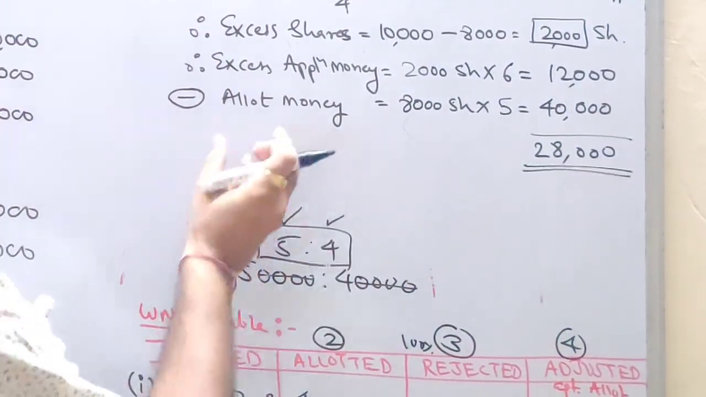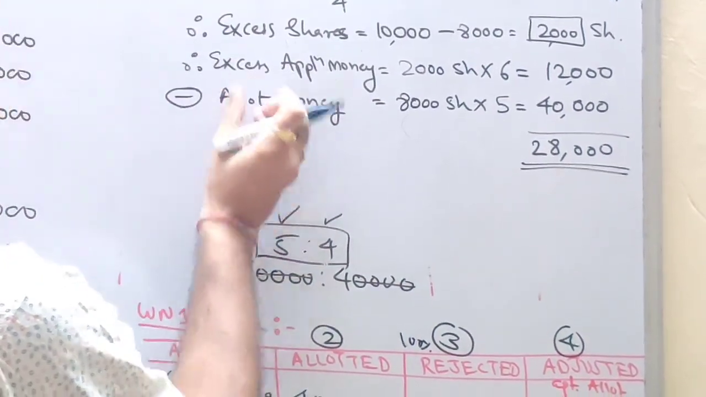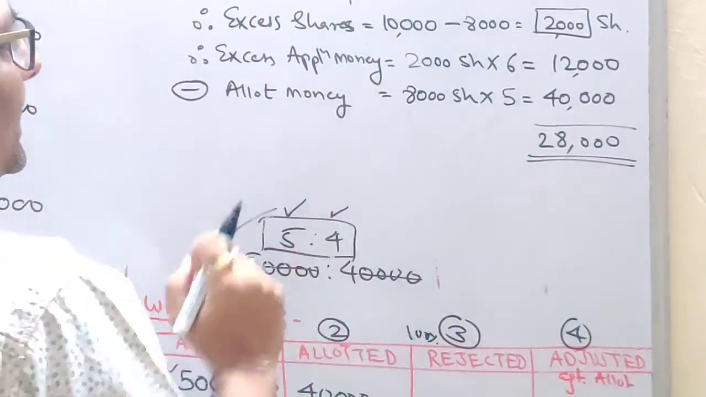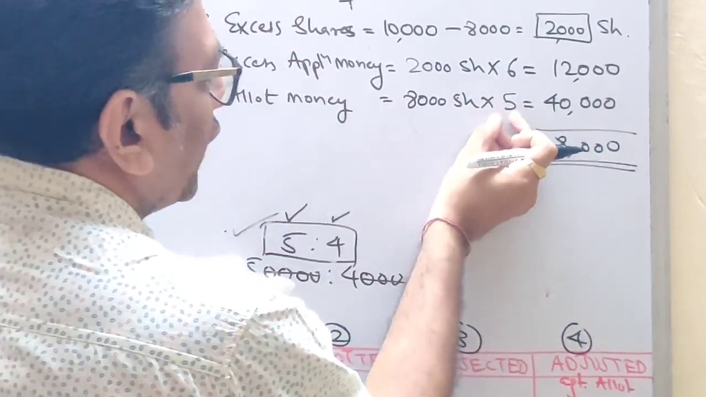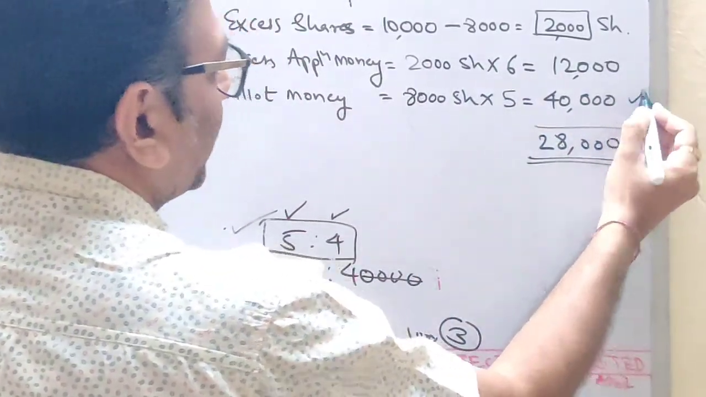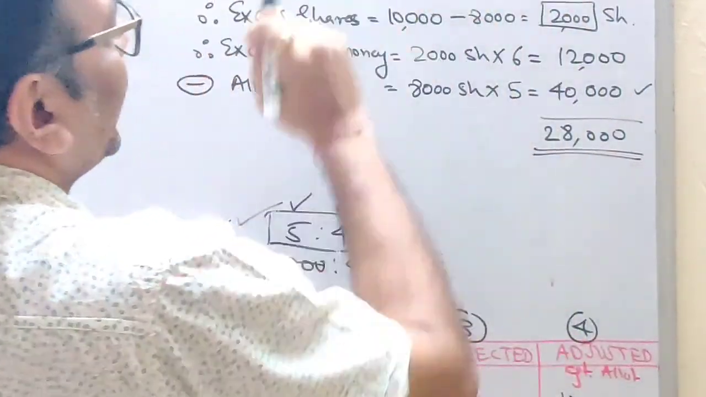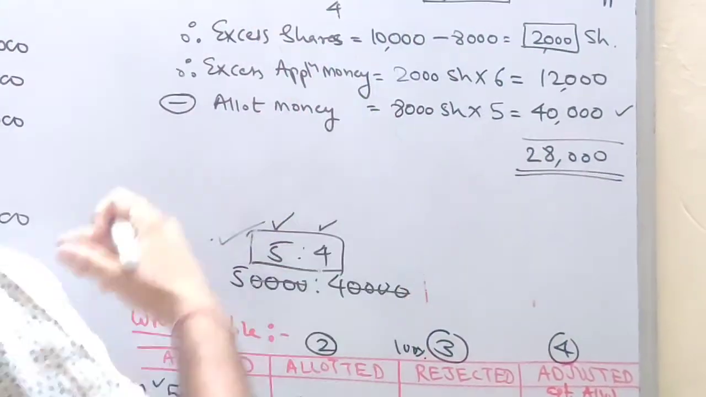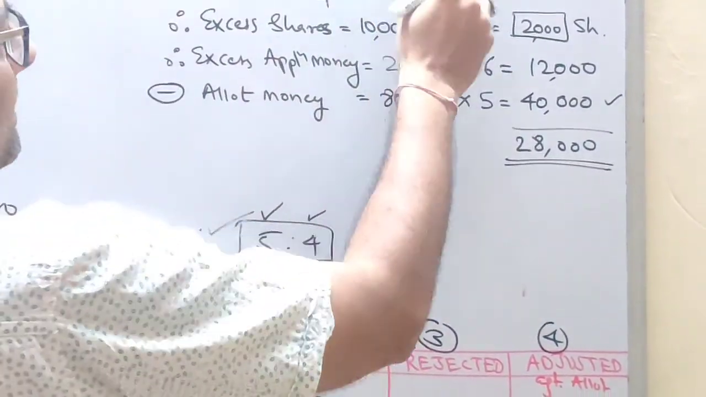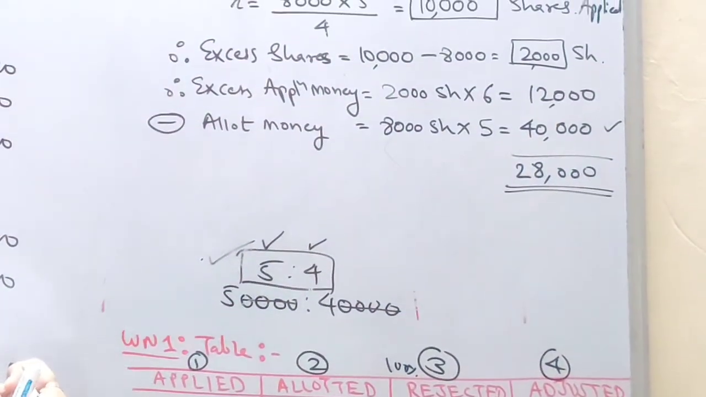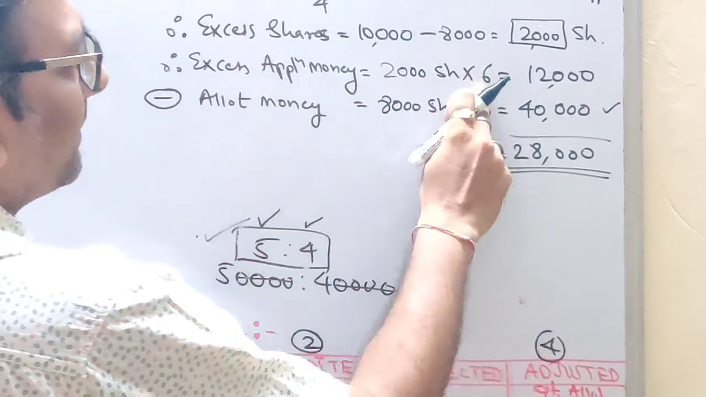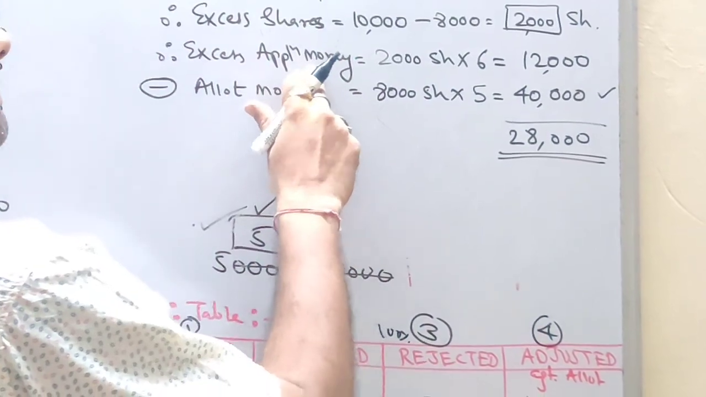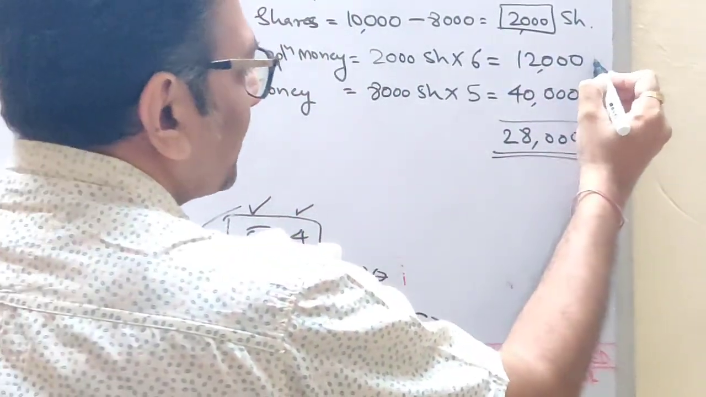I am explaining again. Allotment money. How much did we ask Mr. Mohan to pay as allotment money? How many shares were allotted to Mohan? 8,000. So 8,000 shares into allotment money of 5 rupees comes to 40,000. But what will Mohan say? I will not pay 40,000. Why? Because I have applied for excess shares. How much excess application was there? Of 2,000 shares. So the excess application was with the application money of 6 rupees, so excess application money, which is with the company already from the beginning, is 12,000.